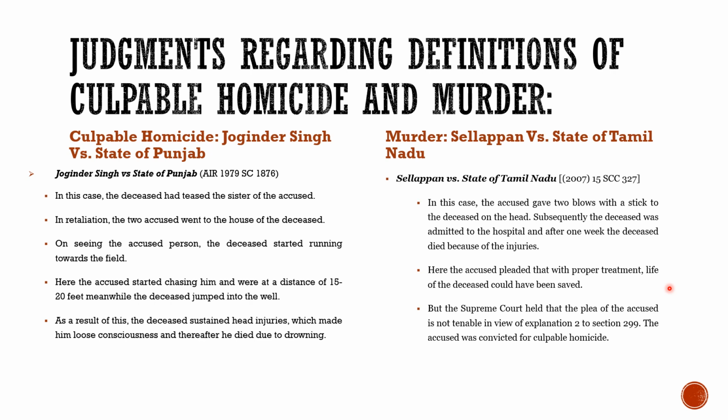So the court held that the plea of the accused is not viable in view of the explanation to section 299. Section 299 explanation 2 says that where death is caused by bodily injury, the person who causes such bodily injury shall be deemed to have caused the death, although by resorting to proper remedies and skillful treatment the death might have been prevented. The accused was convicted for culpable homicide.